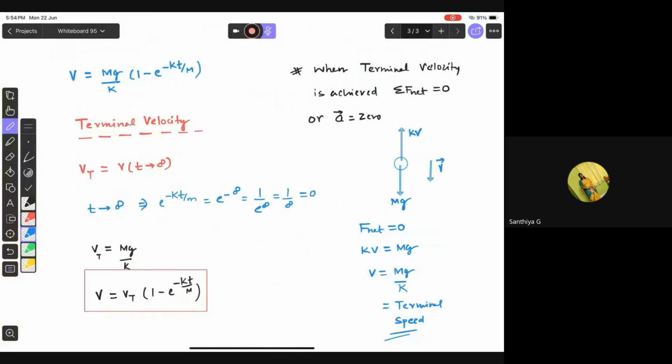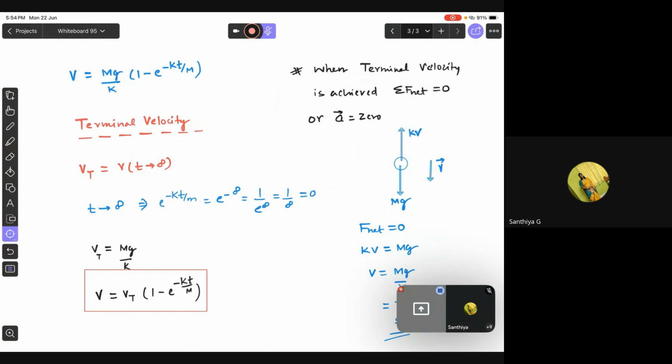See, when net force is 0, obviously net acceleration will be 0. So you make net force 0. How many forces do I have? One upward, one downward. How can I have net force 0? They must be of the same magnitude, then only they can cancel each other. The direction is already opposite. Correct? So when kV equals mg, I will have net force 0, so terminal speed will be mg by k.